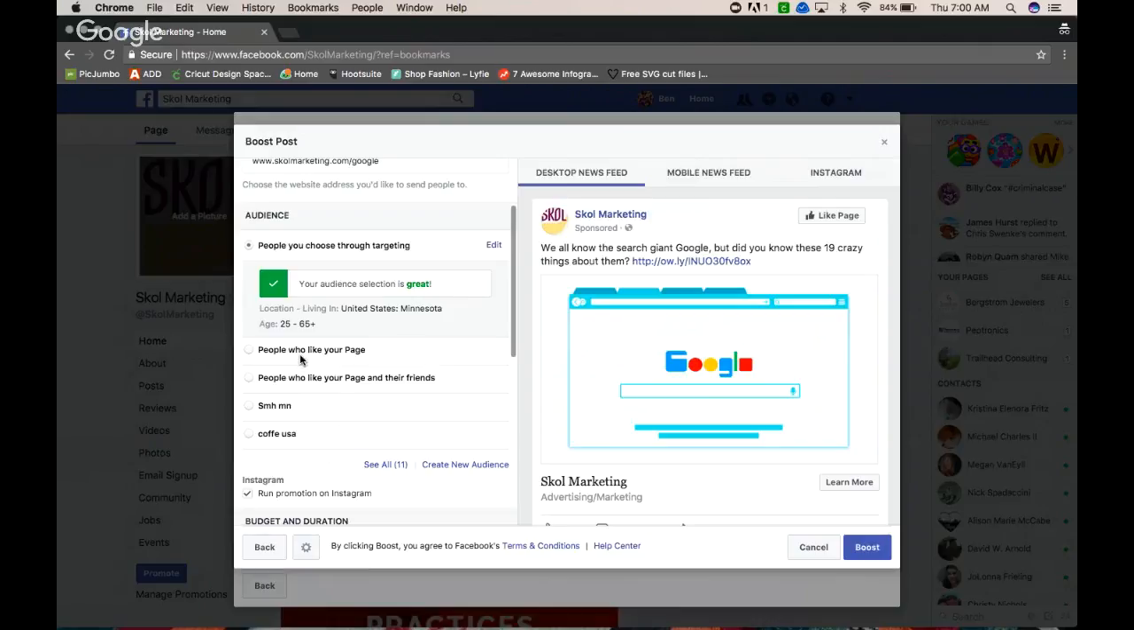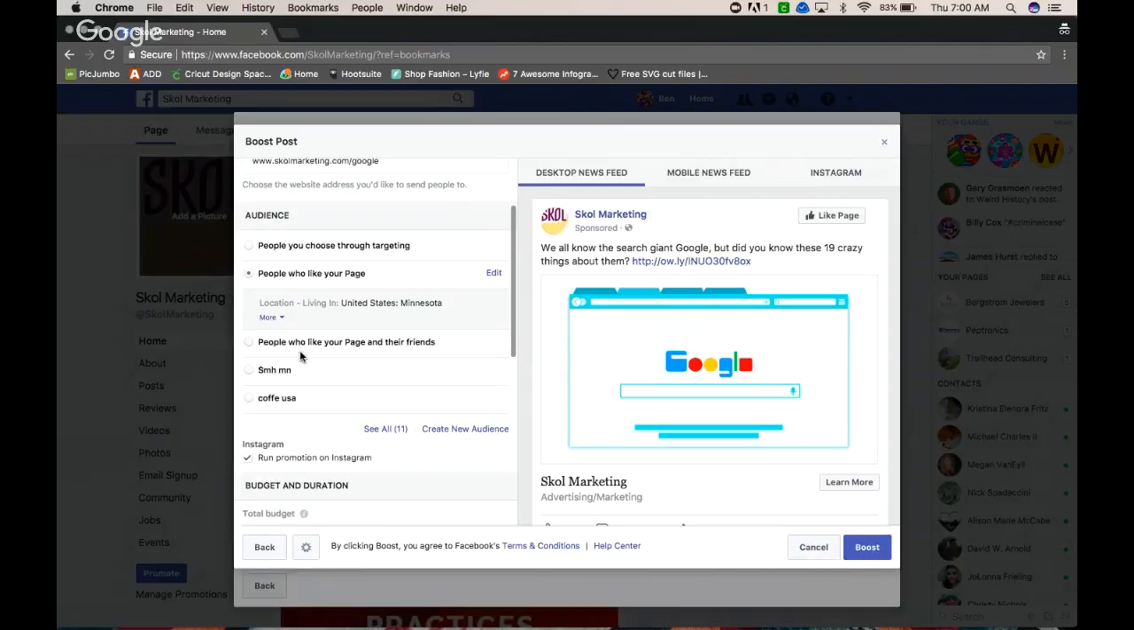What this means is anybody that likes your page has an opportunity to already see the post that you've essentially already posted. But if you want to make sure just those people are seeing your stuff, because it doesn't mean that every single one of them, just because you post something on your Facebook page, is going to see it, then you want to be able to just do people who like your page.